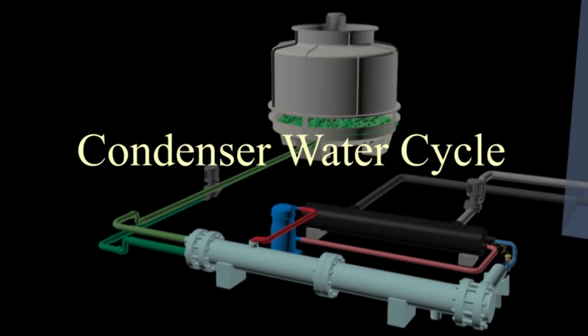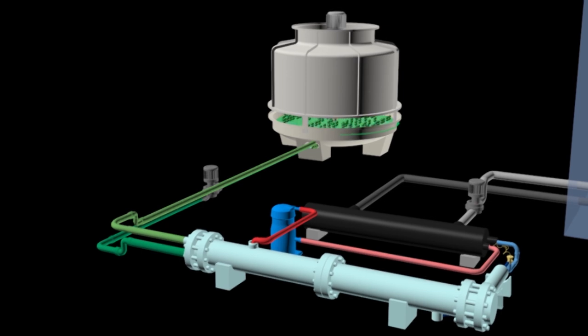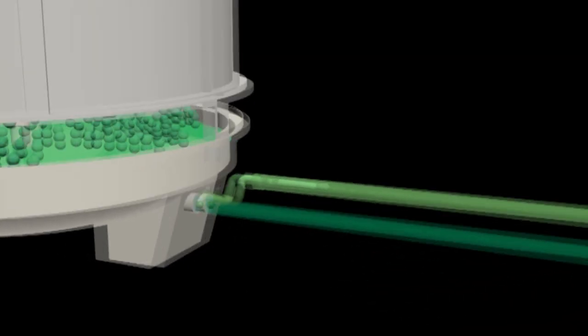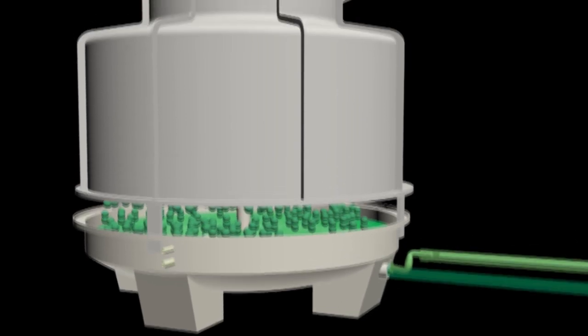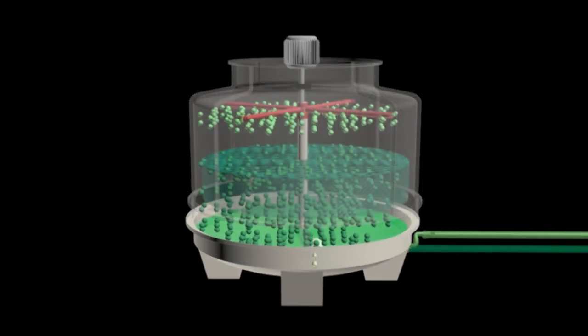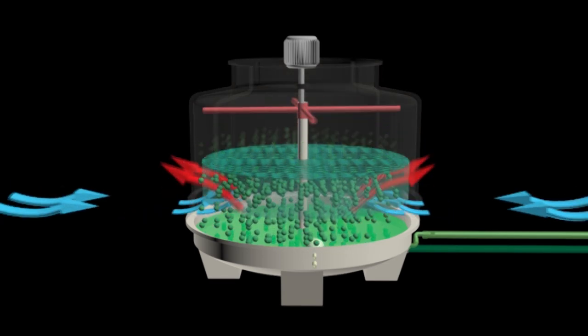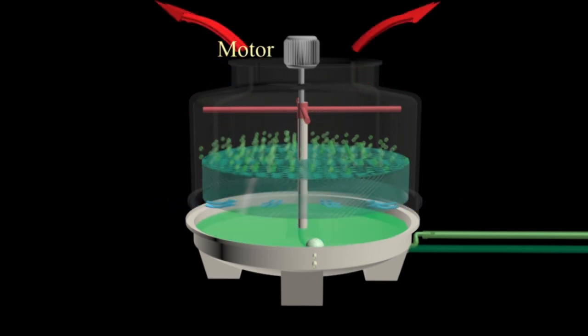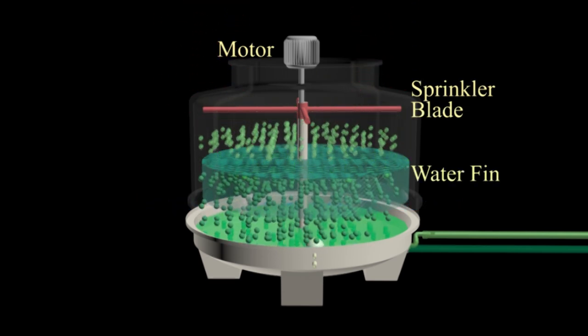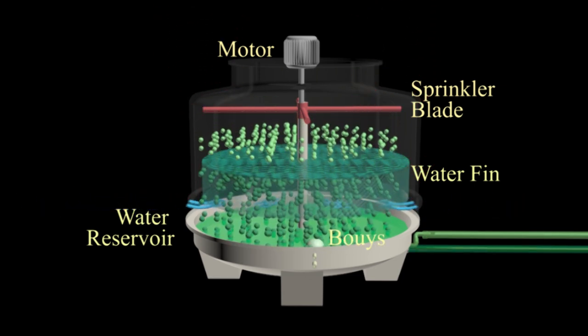Condenser water cycle. Condenser water cycle consists of two basic components which are cooling tower and water pump. Cooling tower. Cooling tower serves to cool down the temperature of condenser water that will be used to absorb heat in the refrigerant at the condenser. It consists of several components which are motor, sprinkler blade, water fin, water reservoir, buoys, and make-up water tank.